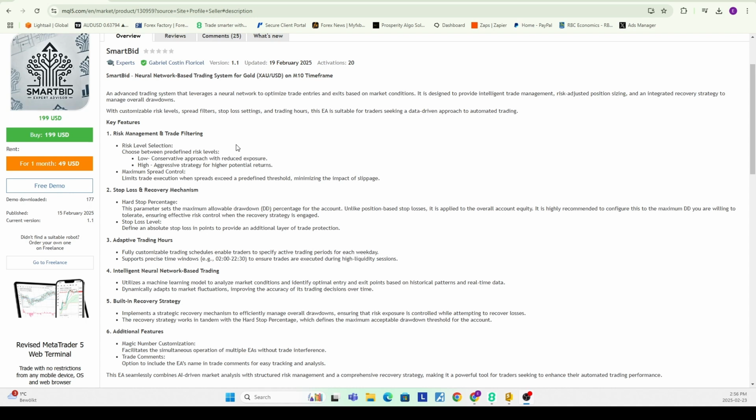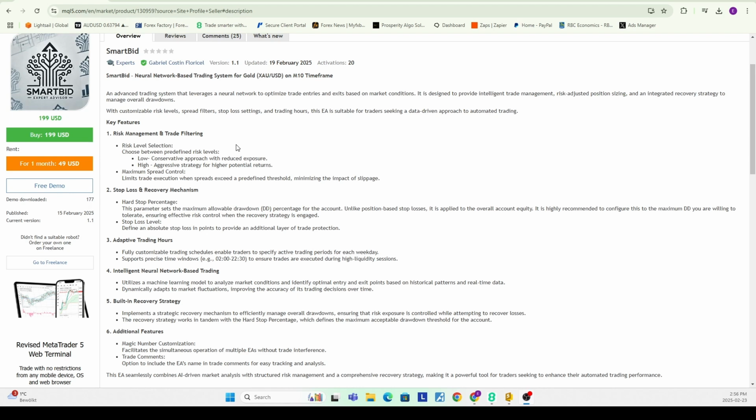You don't see many bots that trade the M10 timeframe, but it's neat to see people taking a bit of a different approach than what's conventionally used. And here we can see that it uses an integrated recovery strategy to manage overall drawdowns. So to me, that sounds like there's some sort of lot scaling, perhaps a grid martingale happening here. But it's good that he's demonstrating and he's very explicitly telling you what it's doing there.